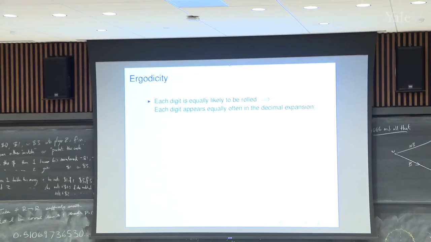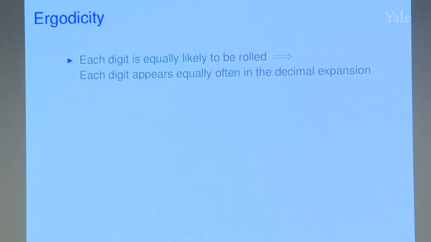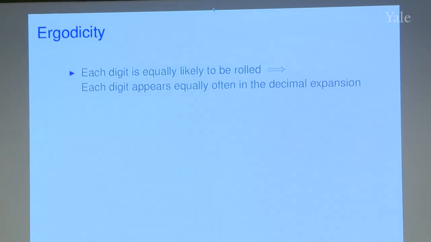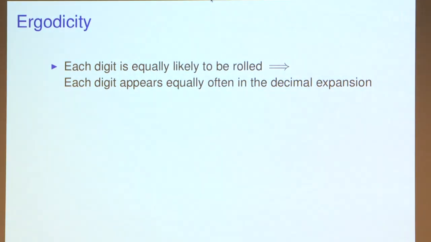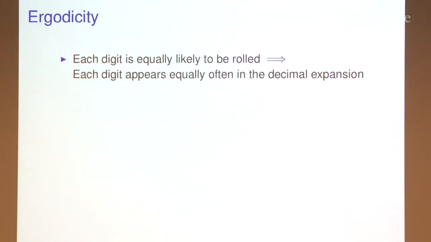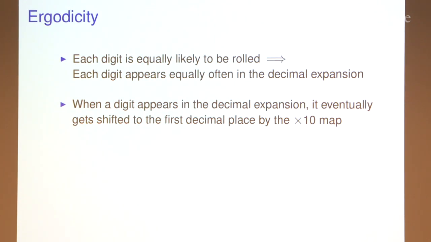Okay, so let's just give a heuristic argument for why that is. Each digit is equally likely to be rolled, right? That means that each digit should appear equally often in the decimal representation. We were even starting to see that, even though this is only the first few digits of the number. When a digit appears in the decimal expansion, under the times 10 map, it will eventually get moved to become the first decimal place, right? Because that's what the times 10 map does. It just moves everything to the left.